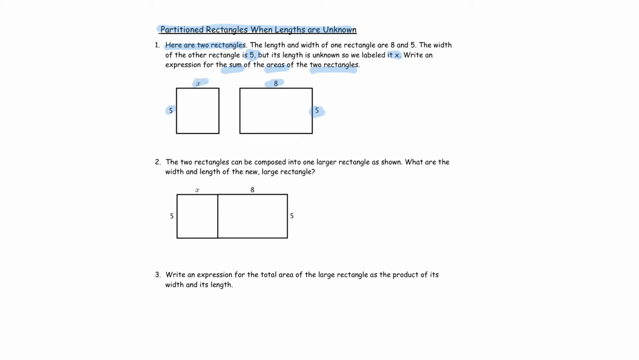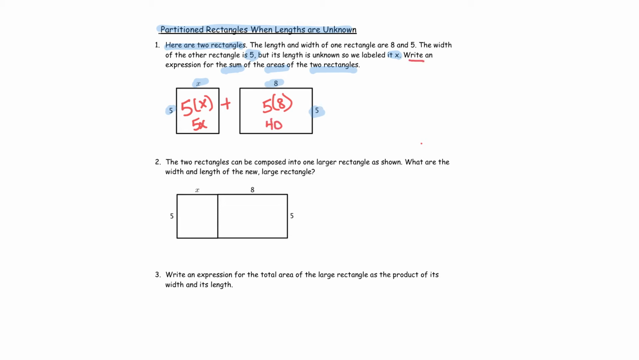So for the first one, they want you to write what the areas of each one would be, and then just add them together. So we can do this together. This will be a modeled lesson. For the first one, we have 5 times x because area is length times width. For the second one, we have 5 times 8. And we could add them together. So what would that look like? This would look like 5x because that's the area, and this would be 40.